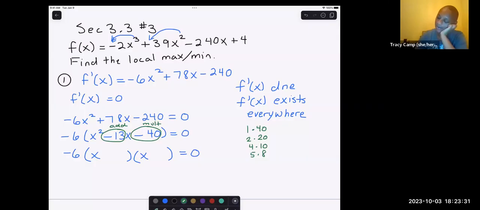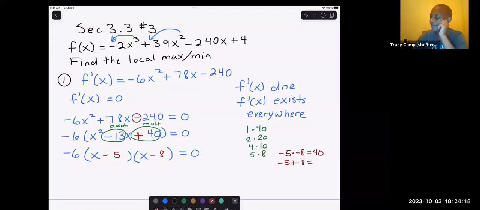Wait, I thought I was good. Oh, I am good. I made a mistake right here. When I factored out a negative 6, this ends up being a positive 40. I put negative 40, but it's positive 40 because I had a negative right here, and a negative times a negative gives a positive. So that means I have negative 5 and negative 8 here. Those work: negative 5 times negative 8 is positive 40, and negative 5 plus negative 8 is negative 13.